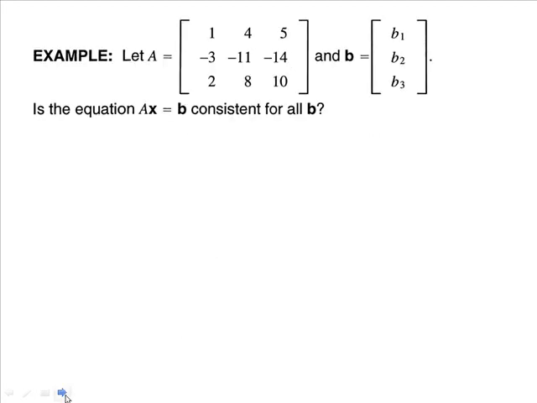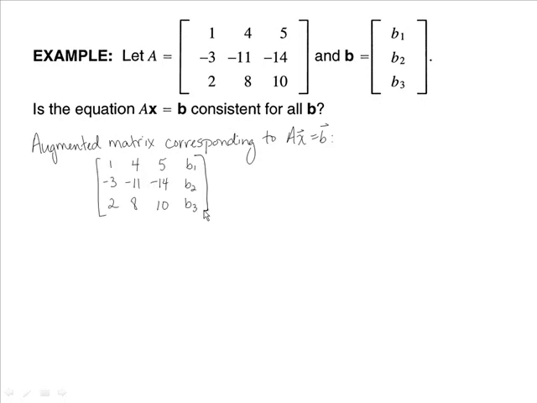In this example, we're given a matrix A and a vector b. Is the equation Ax = b consistent for all b? First we want to look at the augmented matrix corresponding to Ax = b. This is made up of the columns of our matrix A, and then b serves as the last column for our augmented matrix. So we want to row reduce this.